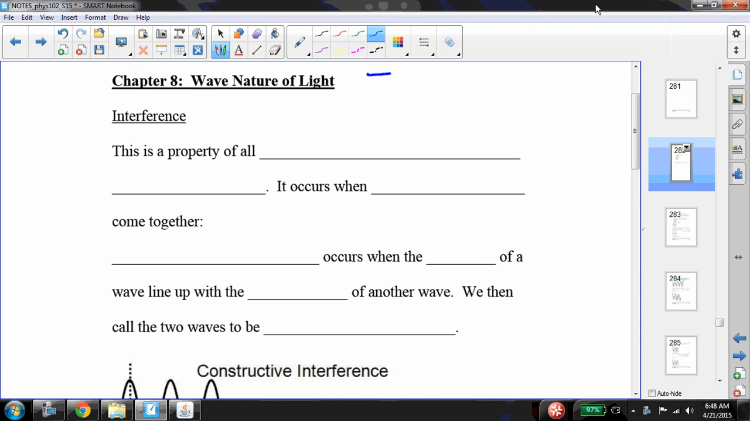Okay, this is chapter 8 on the wave nature of light. We'll look at interference, single slit diffraction, double slit diffraction, and diffraction grating.